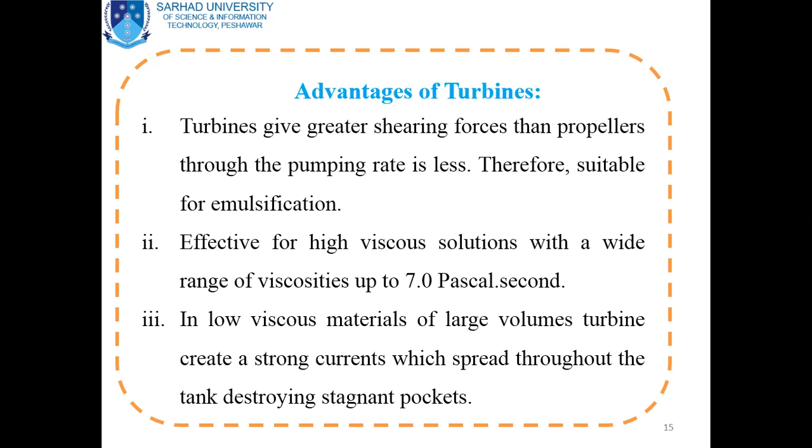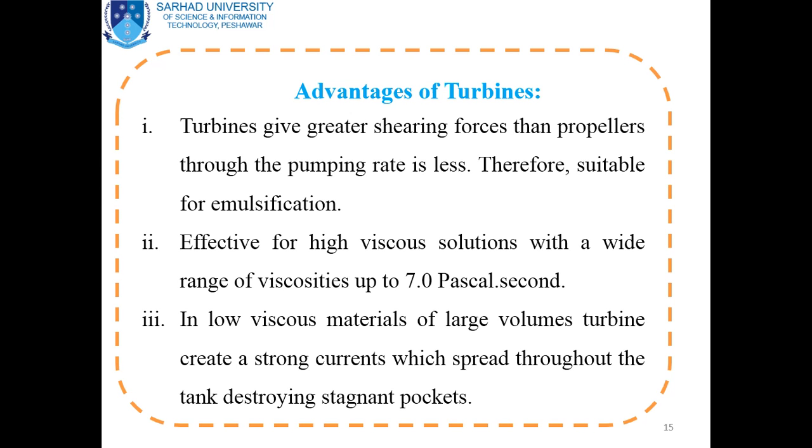Advantages of turbine include having shearing forces greater than those of propellers, though the pumping rate is low, therefore suitable for emulsification. Because shearing forces are involved in the emulsification process, it is preferred to use turbine rather than propellers because of the greater shearing forces development.